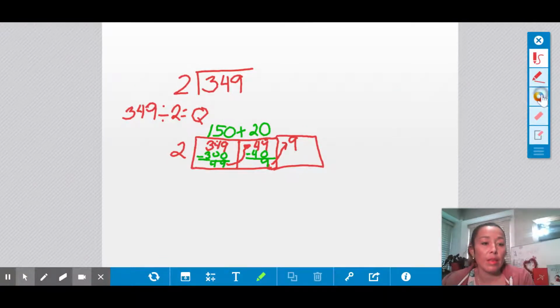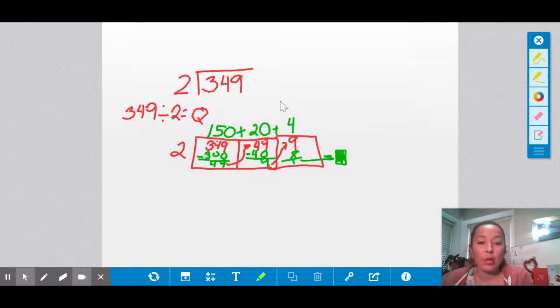Well, let's see. Thinking about my 2 multiplication tables, 9 divided by 2 is 4, because 2 times 4 will give me 8. I have 1 left. I can't make a 1 with a 2 with whole numbers. So that 1 is my remainder. So it's essentially the same process. I'm just doing my subtraction in the area model instead of next to it.